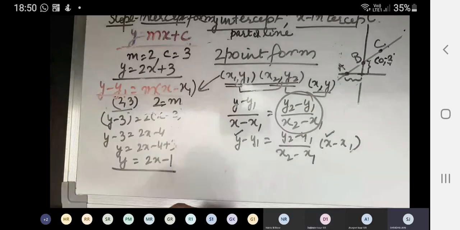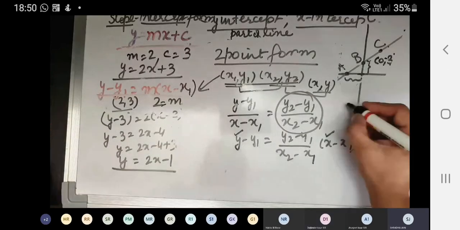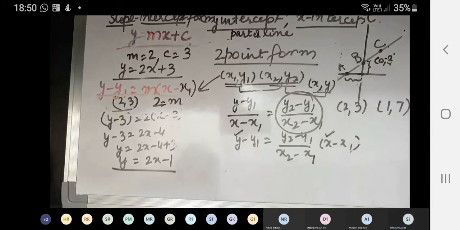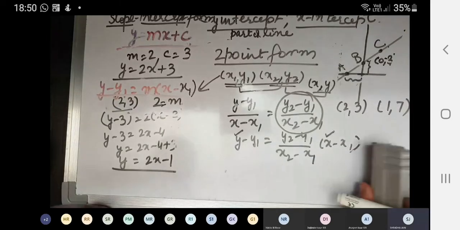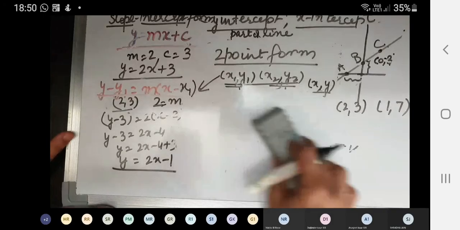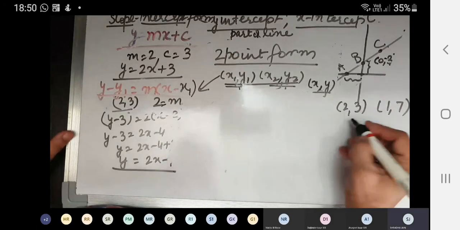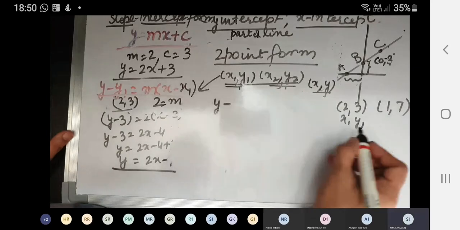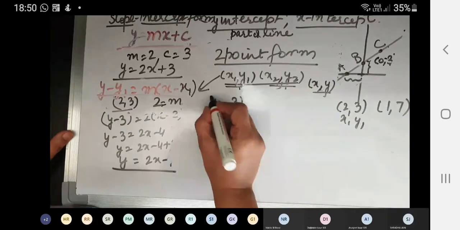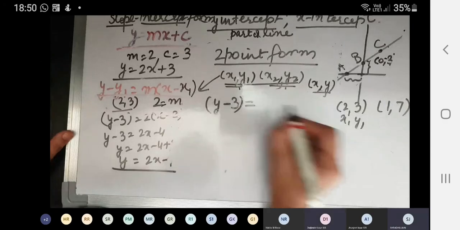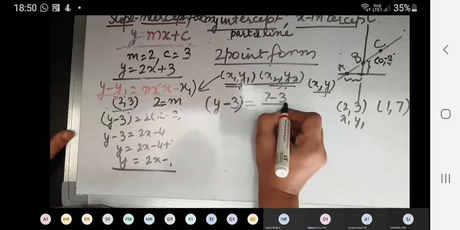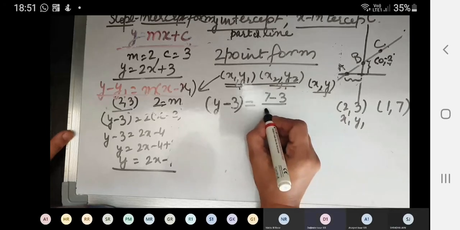Let us discuss an example. You are given the line is passing through the points 2, 3 and 1, 7. Write the equation of the line. How will you write it? You take one to be x1, y1. We always start with y minus y1, that is y minus 3, is equal to m. m means 7 minus 3 upon 1 minus 2.